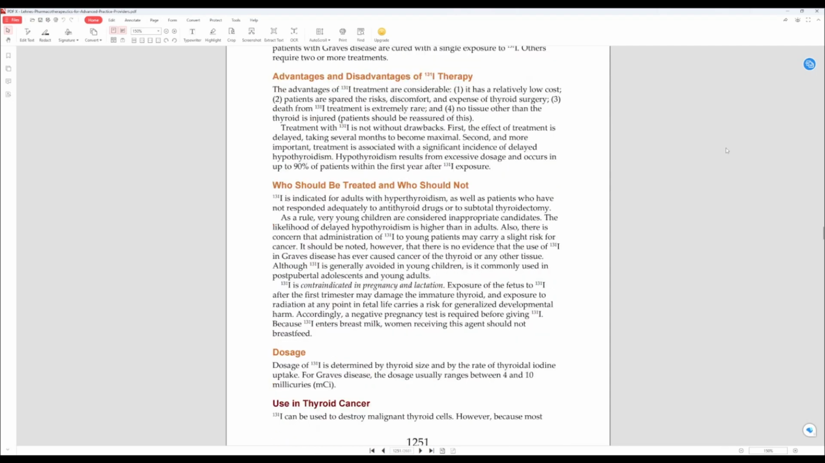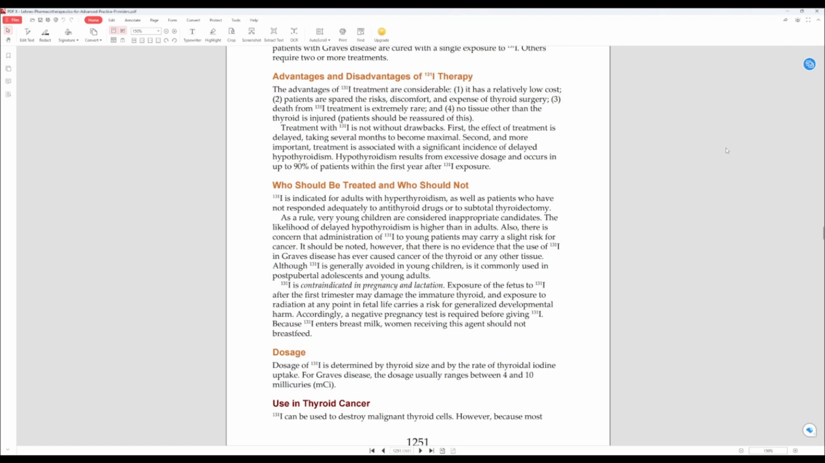So there are, again, advantages and disadvantages of iodine-131 therapy. In the pro column, which are considerable, it is a relatively low cost. Patients are spared the risk, discomfort, and the expense of a thyroid surgery. Death from iodine-131 treatment is relatively rare, and no tissue other than the thyroid is technically injured.